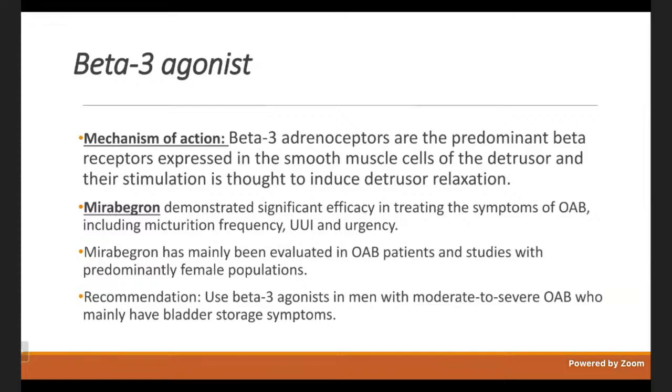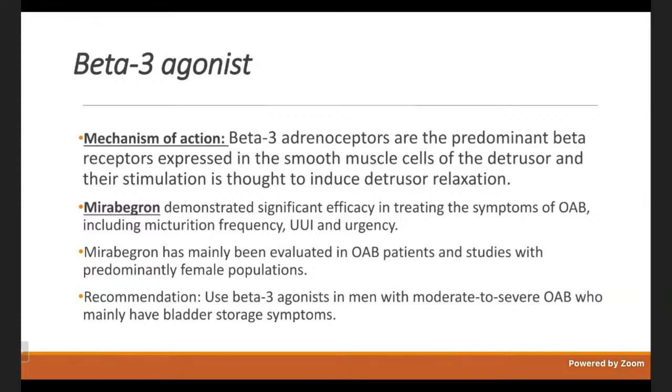What is the mechanism, the pathophysiology, or the basis of using this beta-3 agonist? We have seen that beta-3 adrenoreceptors are the predominant beta receptors, and they are expressed in the smooth muscle cells of the detrusor. Whenever there is stimulation of these beta-3 receptors, it causes relaxation of the detrusor. So whenever the patient has urgency, frequency, nocturia, if you give this beta-3 agonist, it stimulates the beta-3 receptors and results in detrusor relaxation. Thereby there may be relief of the symptoms of frequency, urgency, nocturia.